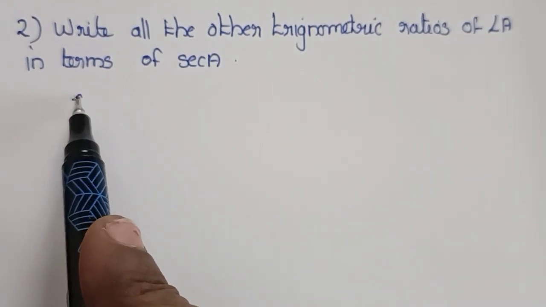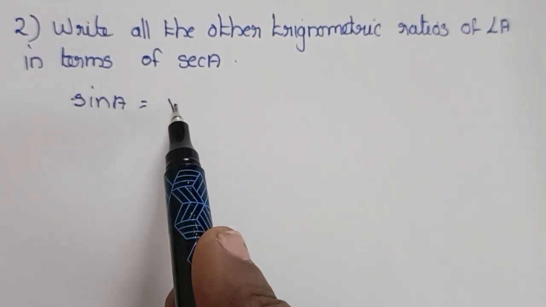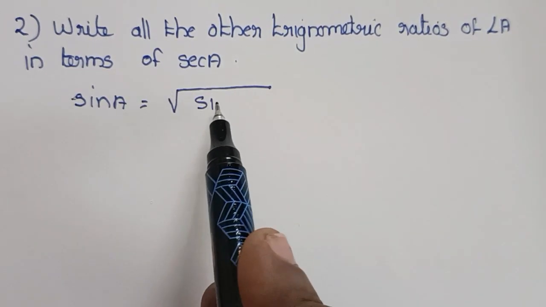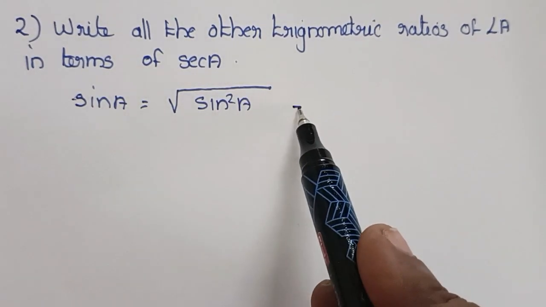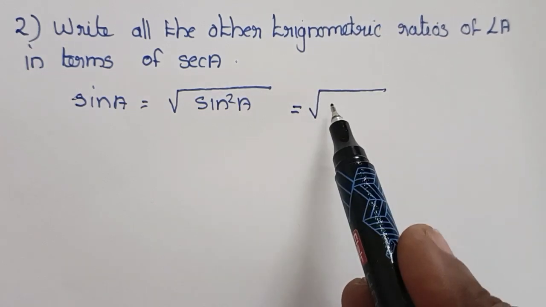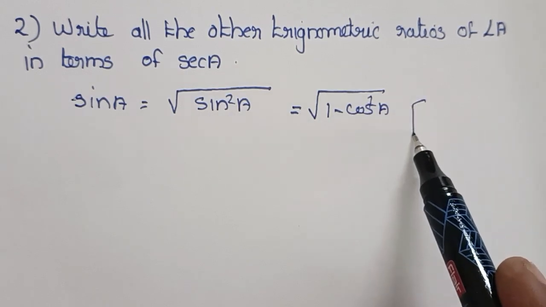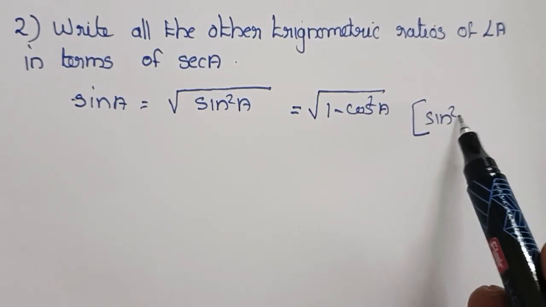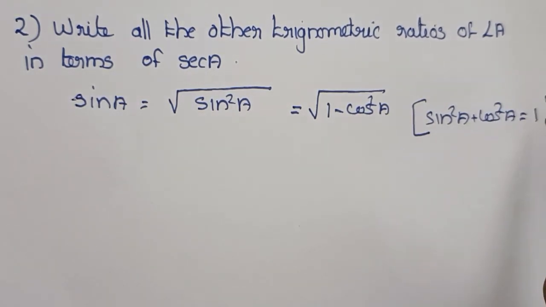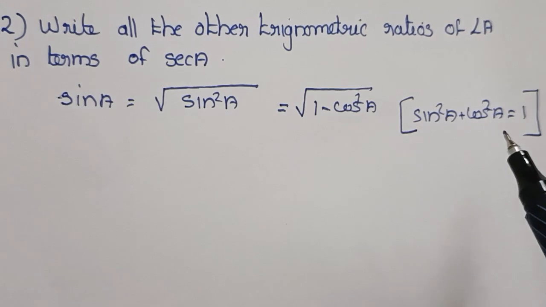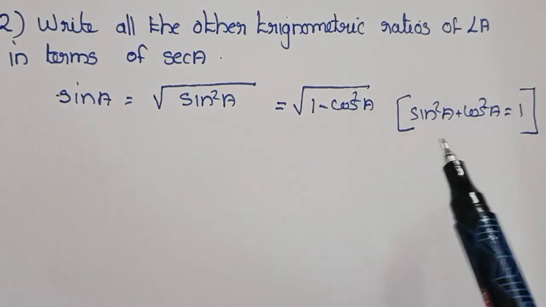So sine A, first sine A. We know that sine A equal to square root of sine square A. Okay. We can write sine A as square root of sine square A. But sine square A equal to 1 minus cos square A. Here we are using the identity sine square A plus cos square A equal to 1. Okay. So from that we get sine square A equal to 1 minus cos square A.